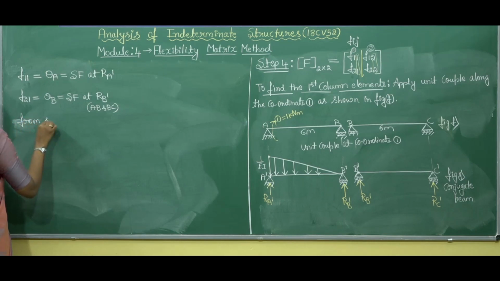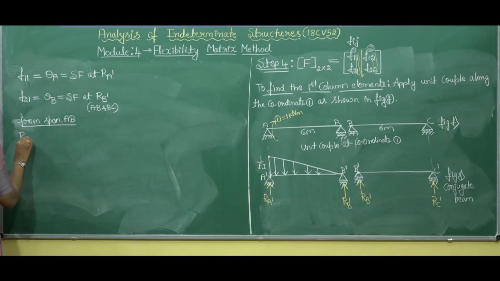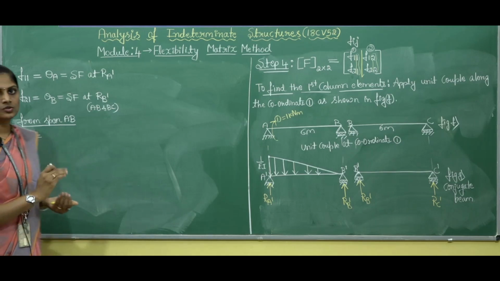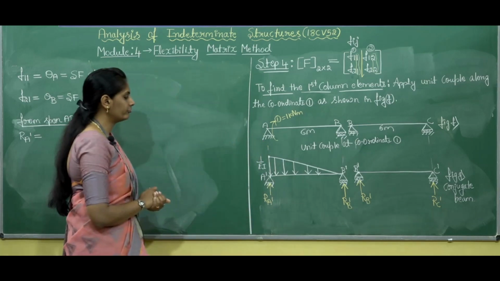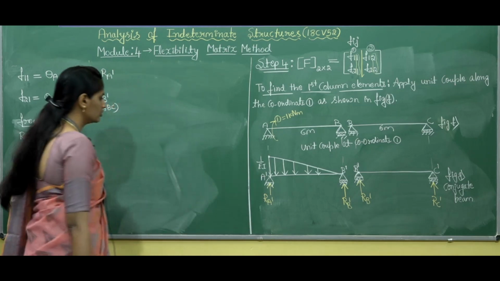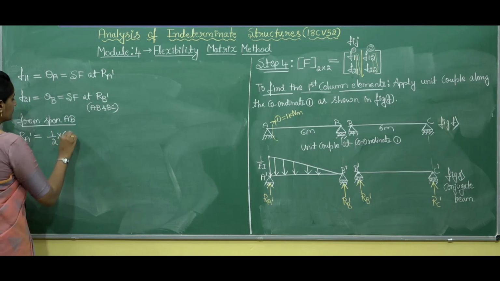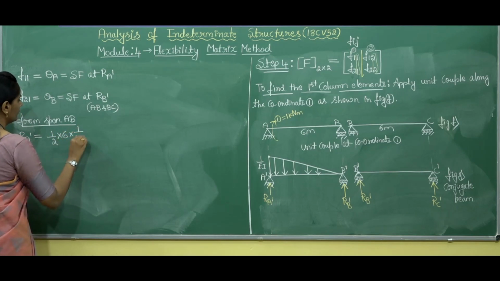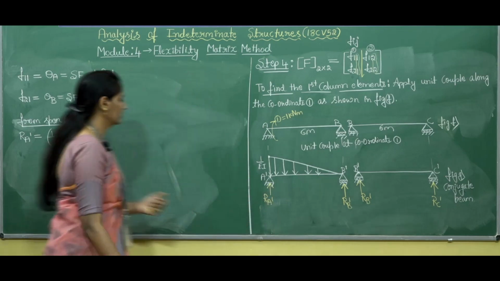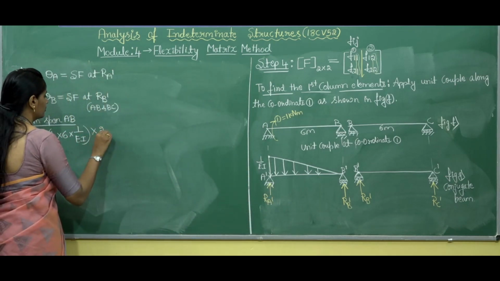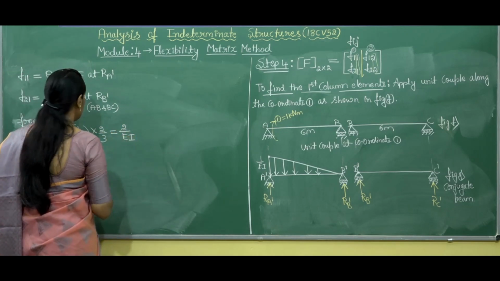So from span AB, if you take span AB, RA dash equals to, you can apply the moment equilibrium conditions and force equilibrium condition, or else you can find RA dash like this also. So RA dash equals to half into base is 6 meters into height is 1 by EI multiplied by, since I need RA dash, multiply this loading by 2/3. So by solving this equation, we'll get the answer like 2 by EI.